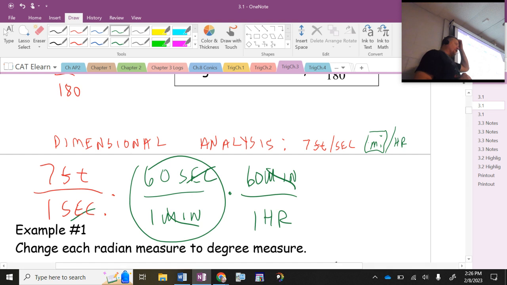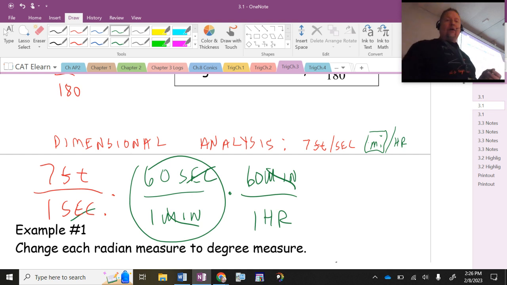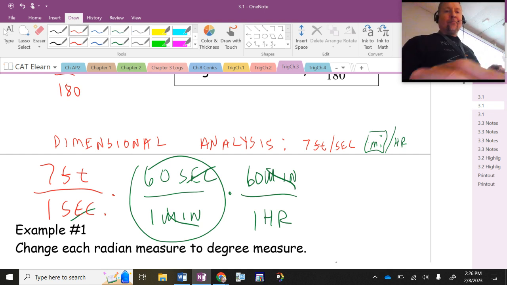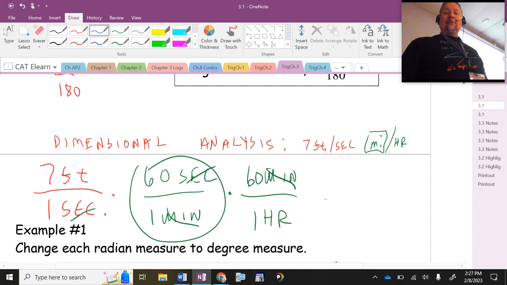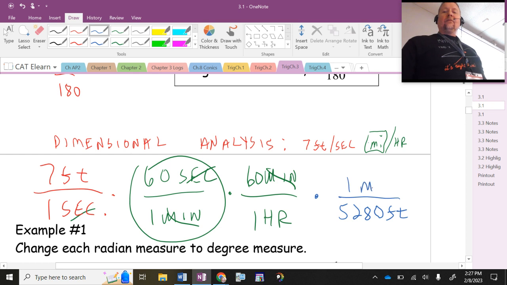And then, the magic question. How many feet are there in a mile? 3, 2, 1, go. How many feet are in a mile? 5,280. You better get that memorized because you're kind of supposed to have that memorized. It's kind of expected of you. Why did I put it on the bottom? So the feet cancel.